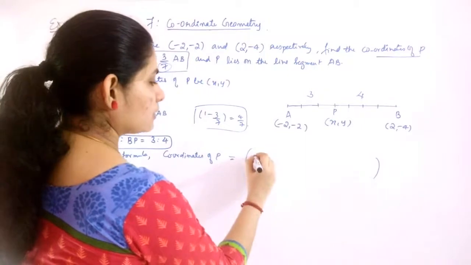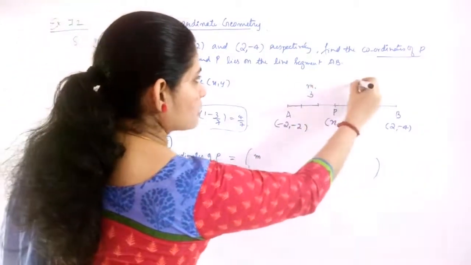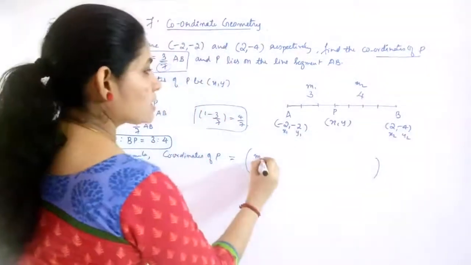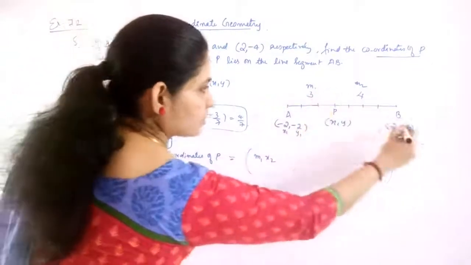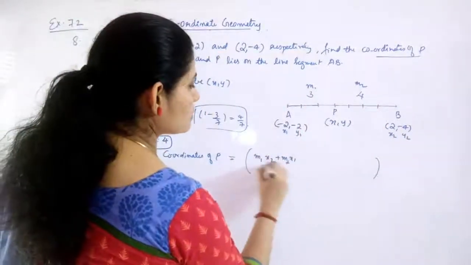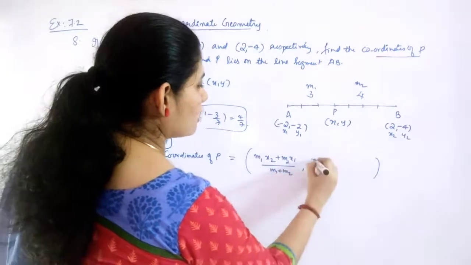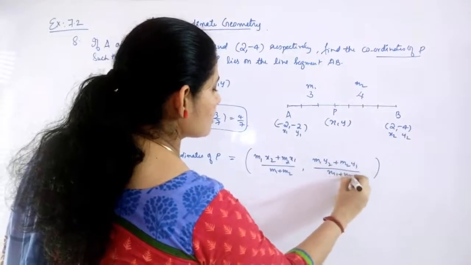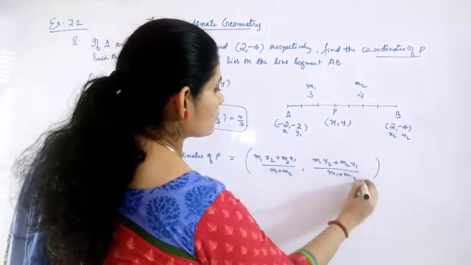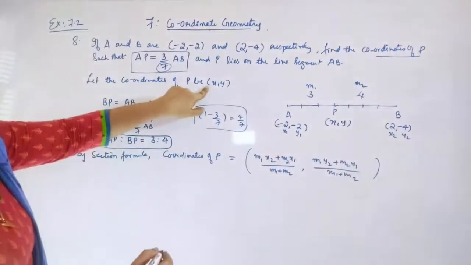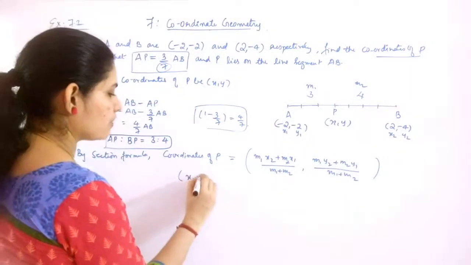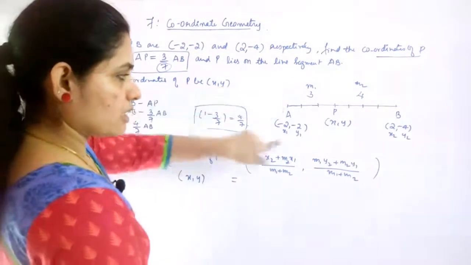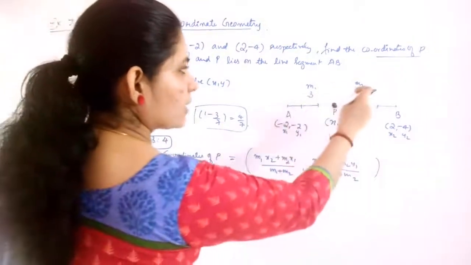what is your formula? This is your m1, this is your m2, this is x1, y1, x2, y2. So what you will get? (m1 x2 plus m2 x1) divided by (m1 plus m2), comma (m1 y2 plus m2 y1) divided by (m1 plus m2). Okay. Now coordinates we have taken as x comma y, so in the left hand side you can just replace it with x comma y. Now here we will replace with the values which we have been given in the question. So x1 y1 and x2 y2 are given, and m1 and m2 are 3 and 4.